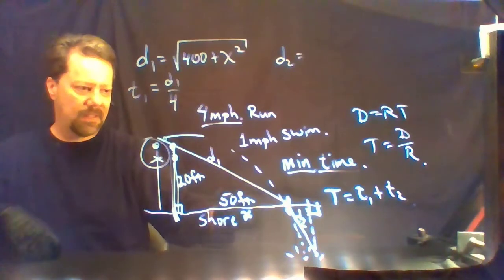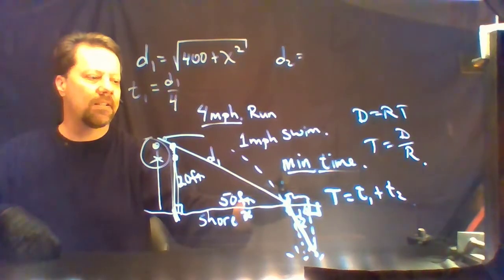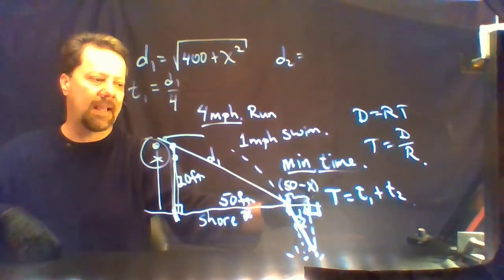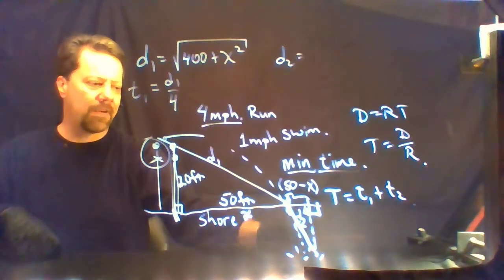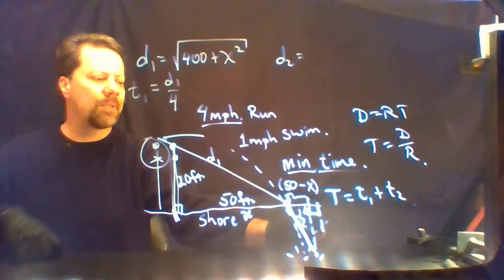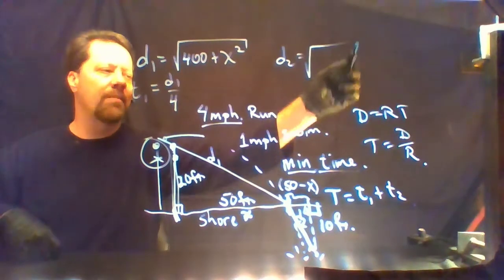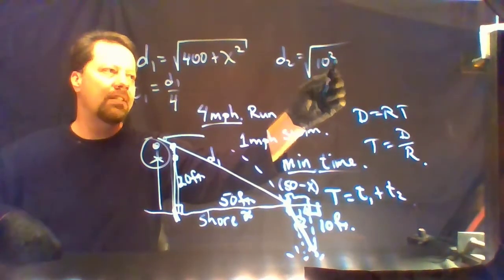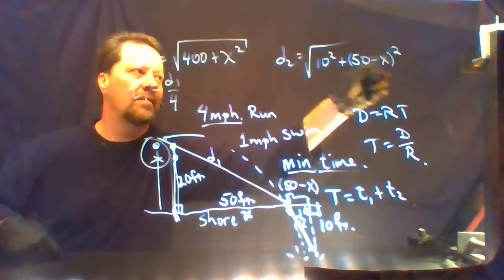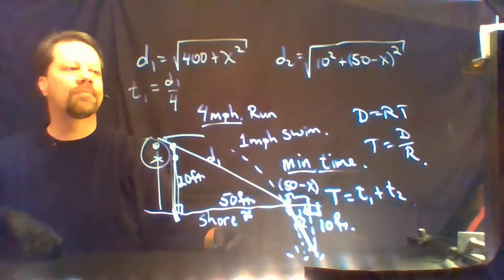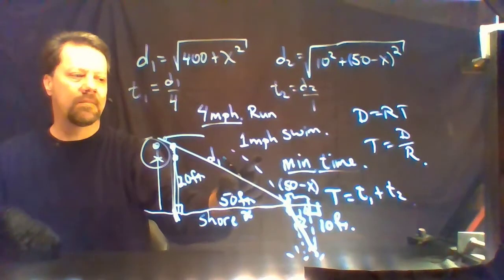d2 will be this distance, and again we have a right triangle, but this distance here is going to be 50 minus x. And let's suppose there's one more variable that we haven't defined, and that is how far into the water we've thrown this ball. Let's suppose that that's 10 feet. In that case, d2 is going to be the square root of 10 squared, or 100, plus 50 minus x squared. t2 is going to be d2 divided by 1.